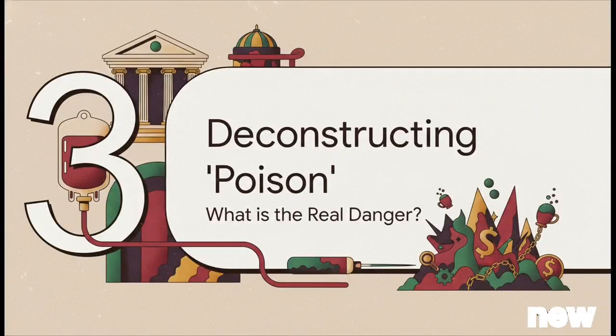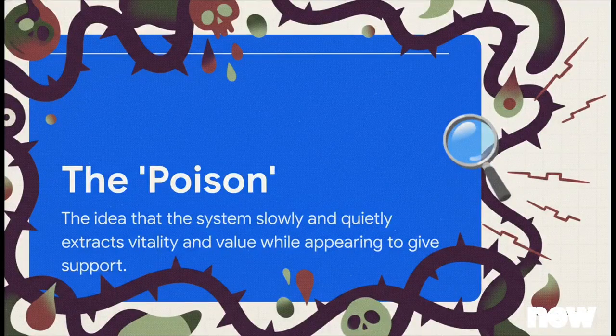Okay, so this is bringing us right to the heart of the whole argument. If the bank is the source of the problem and the IV drip is how it's delivered, then the biggest question of all is, what exactly is the poison? Here's the idea. The poison is this concept that the system, while it looks like it's helping you, supporting you, is actually extracting something from you. It's not really giving life, it's slowly and quietly draining it away. Think about it in terms of value. The argument is that instead of creating new value, the system is just taking it bit by bit through things like fees and interest, a slow bleed.